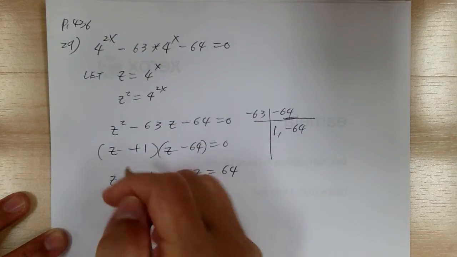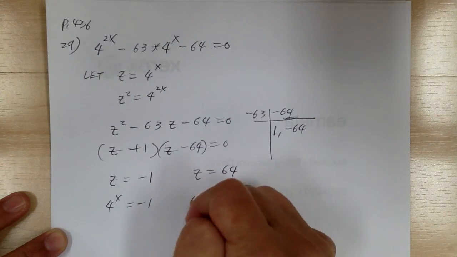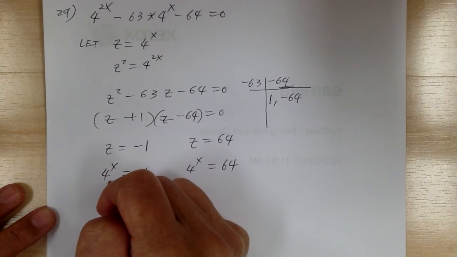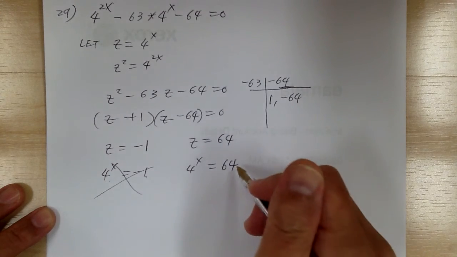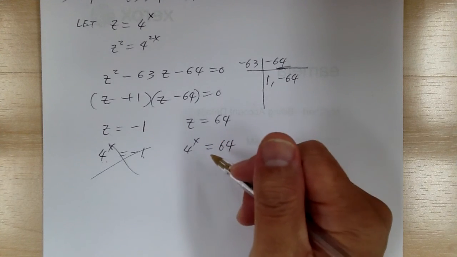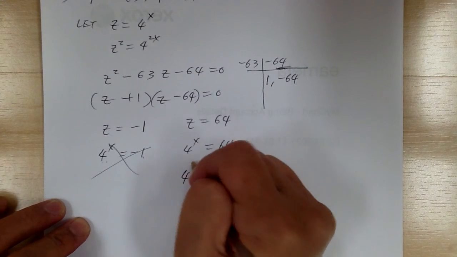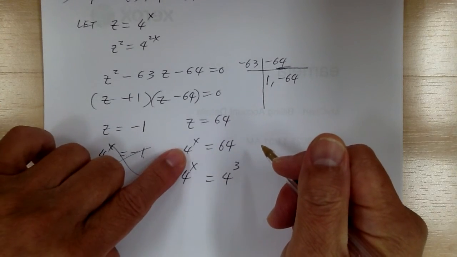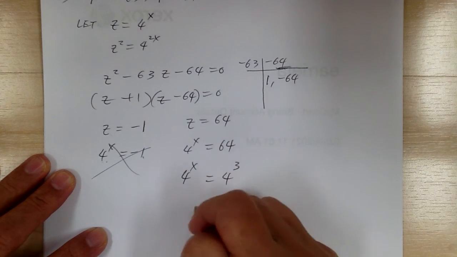Then you substitute this back in here, so you got 4 to the x equal to negative 1, right? z equal to 4 to the x. So you got 4 to the x equal to 64. Now this one is no good, because 4 to the something will never give you a negative number. So you just have to focus on this one. Now you can make the lowest base possible, but since 64 is a power of 4, you can make it into base 4. So you get 4 to the x equal to 4 to the 3. If you make it into the lower base 2, that's fine. You will work out the same. Okay, so by matching, you can see that x equal to 3.